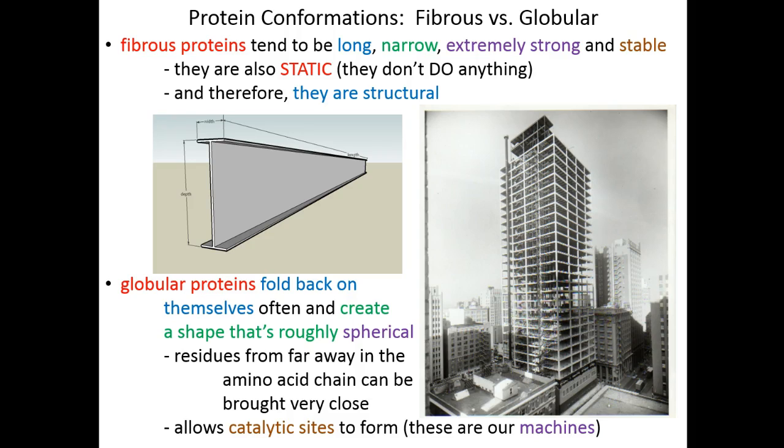Globular proteins folding into shapes like this allow catalytic sites to form. These are the active sites of the enzymes we will be introducing in just a few lectures. So we are now talking about our protein machines, proteins that do specific biochemical tasks in the cell. All of the nuts and bolts of what's going to happen in an enzyme occur at these catalytic active sites, and those sites form by those proteins folding in a particular shape.